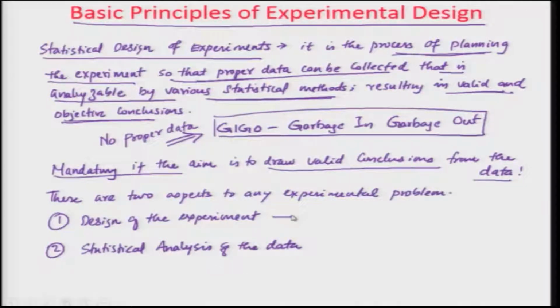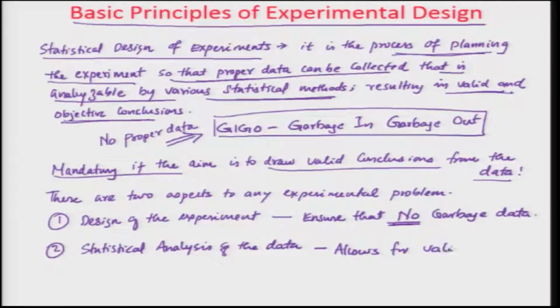So, the design of the experiment ensures that there is no garbage data. This design of experiment, or experimental design, ensures that you are not collecting any garbage data. And statistical analysis of data allows for valid and objective conclusions. Okay. So, you cannot draw valid and objective conclusions if you do not have proper data.